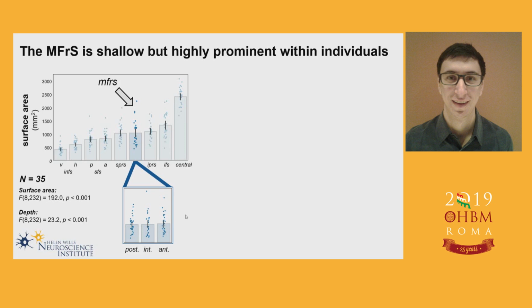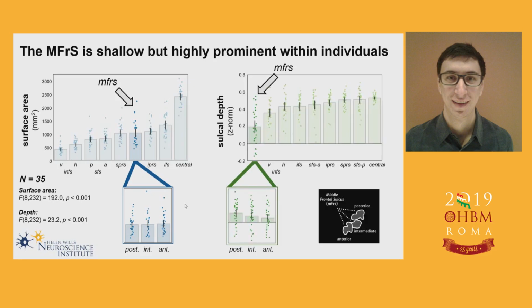So this sulcus is highly prominent within individuals, but it's also characteristically shallow. That's what I'm now showing on the right here in green. Again, this is ordered by sulcal depth, where higher values here indicate higher sulcal depth, and this is a normalized measure. Here in dark green is the middle frontal sulcus, and it's much shallower than any other sulci in the prefrontal cortex.